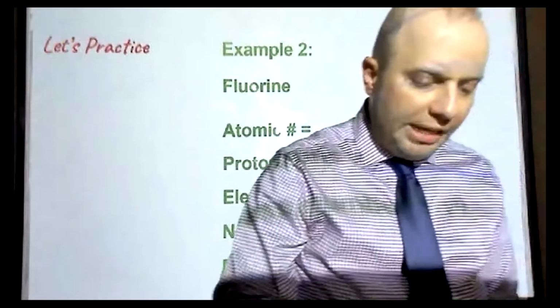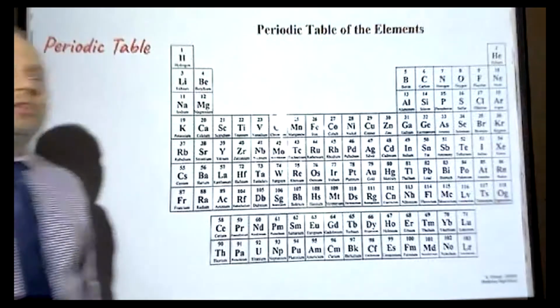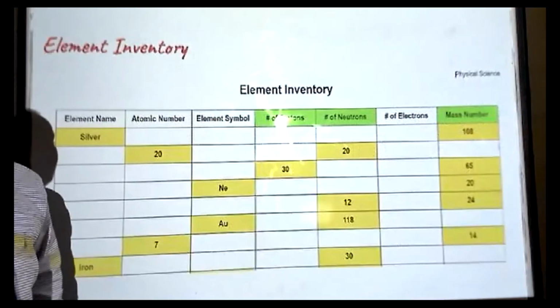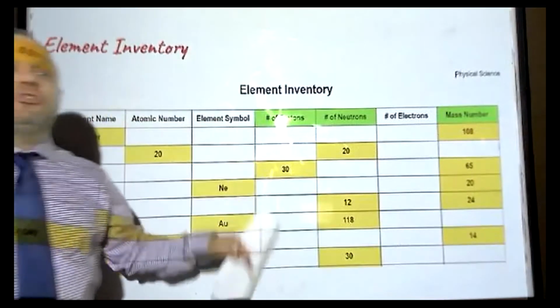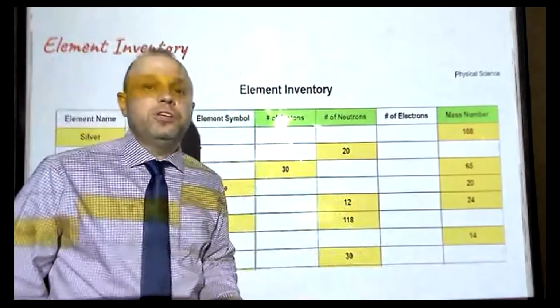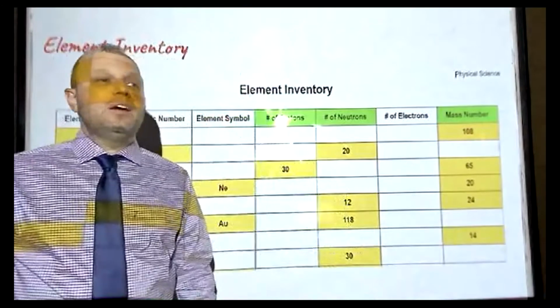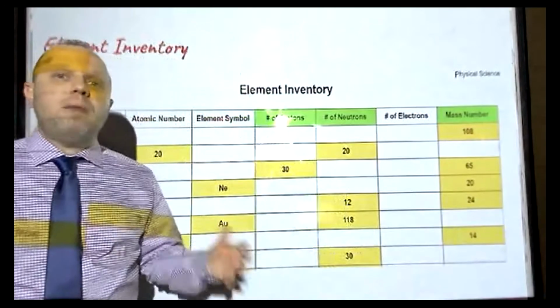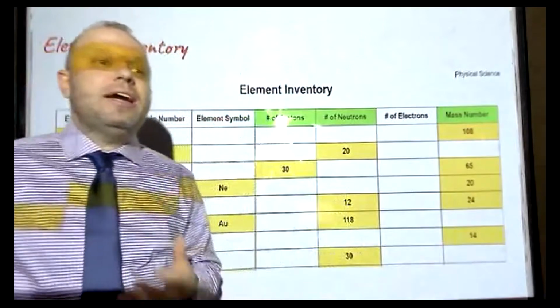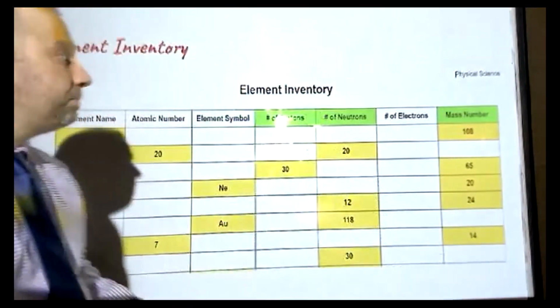So if you were in class, you saw what we did next was we looked at the element inventory assignment. This assignment is found on Schoology. You're going to have to submit this. It's going to be like a homework assignment. But I'm going to go through the first couple of them together with you, and then after that you can go from that point on your own.